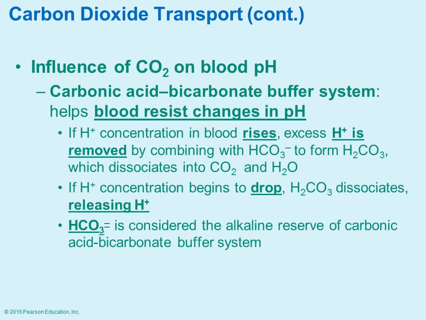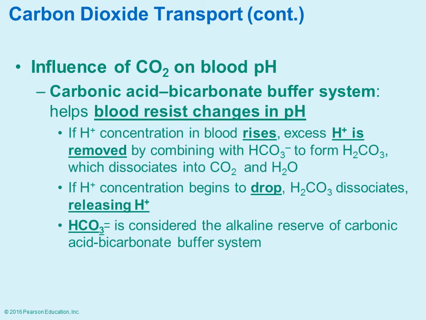If the hydrogen ion concentration in the blood rises, how do you get rid of that excess hydrogen ion, which is going to lower the pH? Well, one thing that it can do is combine with bicarbonate to form carbonic acid. Now, you need to realize this reaction is reversible, so it's going in both ways.